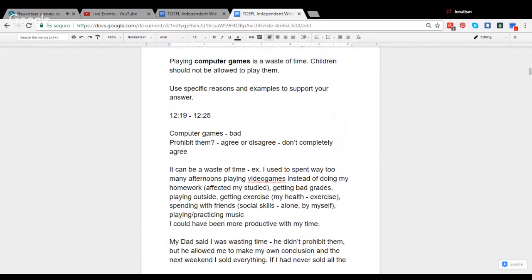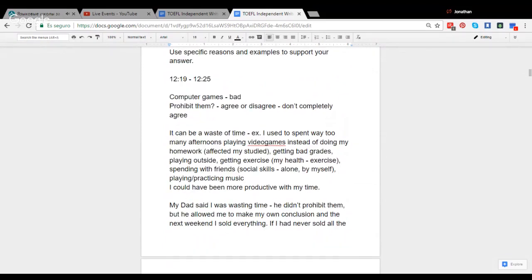However, the point here about children should not be allowed in this prohibition, I would go back to the fact that my dad did not prohibit them. He allowed me to come to this conclusion on my own. So I think that would be part of this agree, disagree, and why I wouldn't maybe necessarily completely agree at the beginning, but perhaps in my conclusion, I would agree. I would have more reasons to support why I agree this is a waste of time.